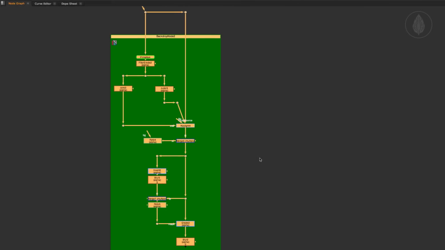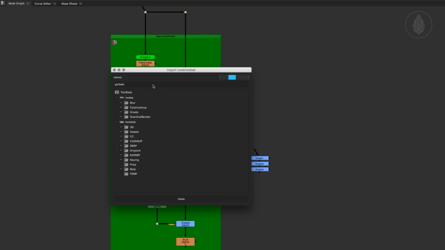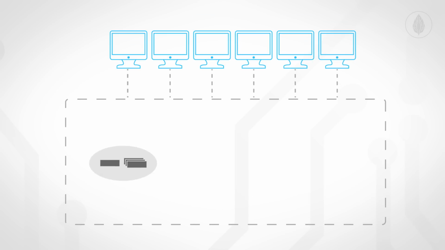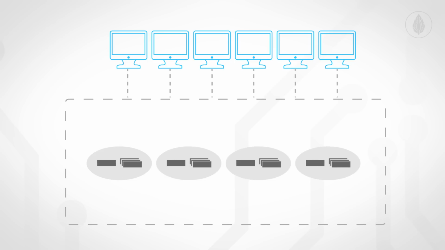The import and export window lets you transfer and reuse node setups and toolsets in other Nuke scripts. The toolset's root locations are fully customizable. This enables working collaboratively in a team, as all artists will now have access to the same node setups and toolsets. And you can create as many toolset root directories as you like.